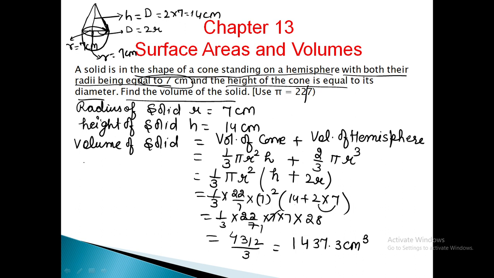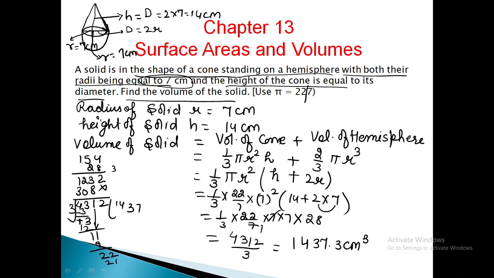You can calculate it. 22 multiply 7 is 154 and multiply 28. 8 4s are 32. 8 5s are 40 plus 3 is 43. 8 1s are 8. 8 plus 4 is 12. 2 4s are 8. 2 5s are 10. 2 1s are 2. 2 plus 1 is 3. 4312. Now you have to divide by 3. 3 1s are 3. 3 4s are 12 and 3 3s are 9. 3 7s are 21. Take one decimal point and 0. 3 3s are 9. You can see the result, that is 1437.3, the volume of the solid.